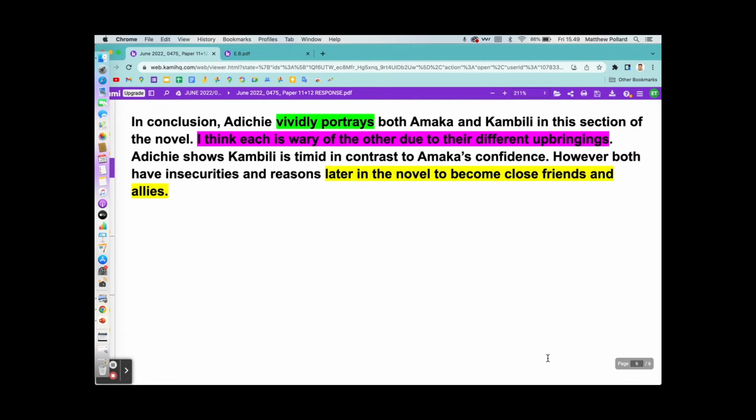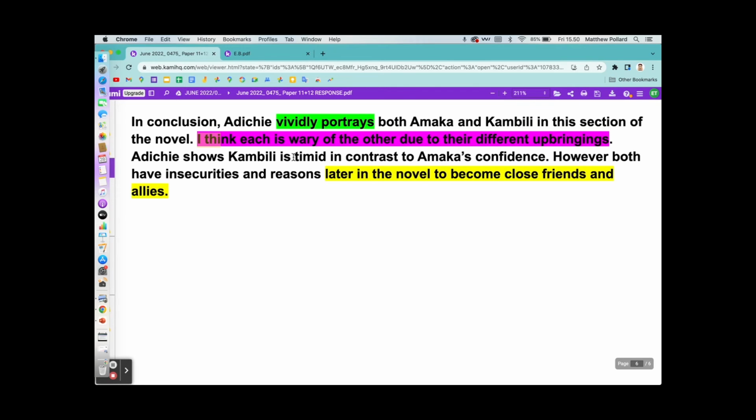In conclusion, Adichie vividly portrays both Amaka and Kambili in this section of the novel. I think each is wary of the other due to their different upbringings. Adichie shows Kambili as timid, in contrast to Amaka's confidence. However, both have insecurities and reasons later in the novel to become close friends and allies. You've got obviously the focus on the keywords in the question. You've got the personal response here. And you've got some of the key points that we've made slightly reworded here.